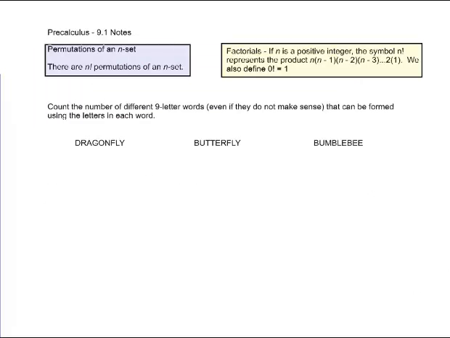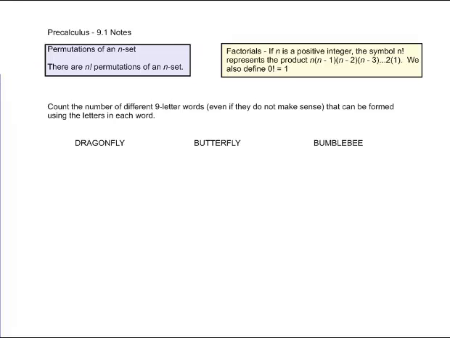Okay, so what we're going to look at in this example is the number of different 9-letter words that we can get, even if they don't make sense, just the different ways that we can combine the letters and form a new word. So we're going to look at a permutation as an n set, so there are n factorial permutations of an n set. A factorial is, if n is a positive integer, then the symbol n factorial would be the product of n times n minus 1 times n minus 2 times n minus 3 all the way to 2 times 1. So we define 0 factorial as 1.